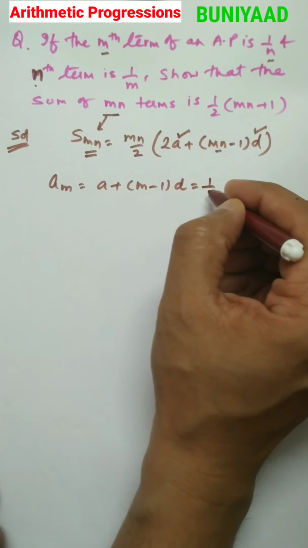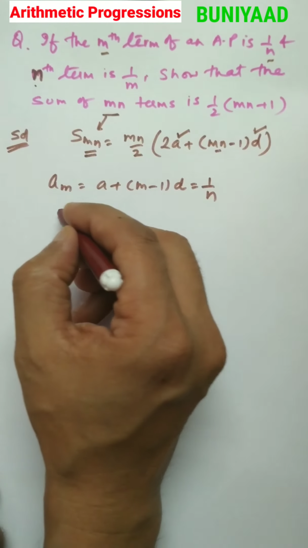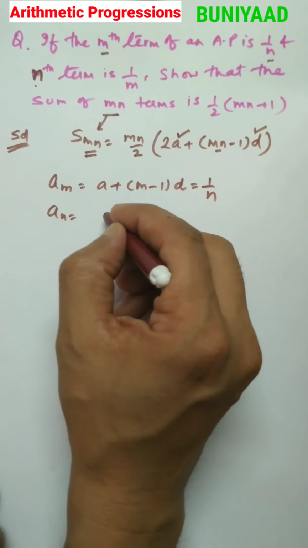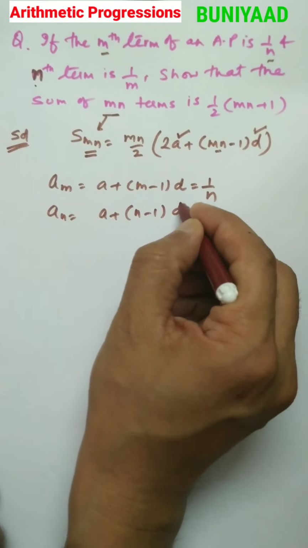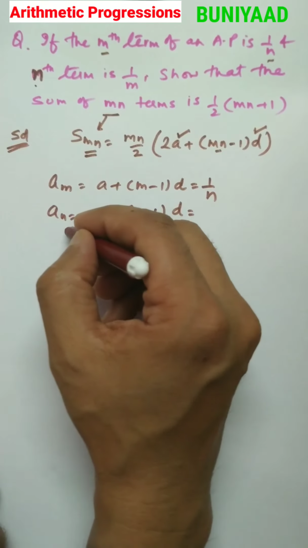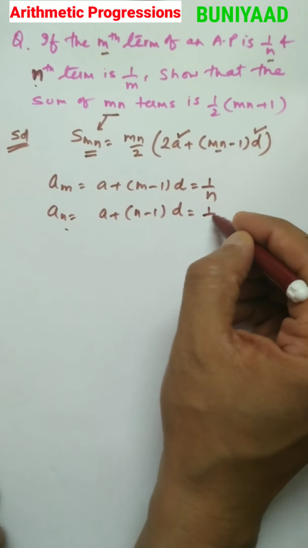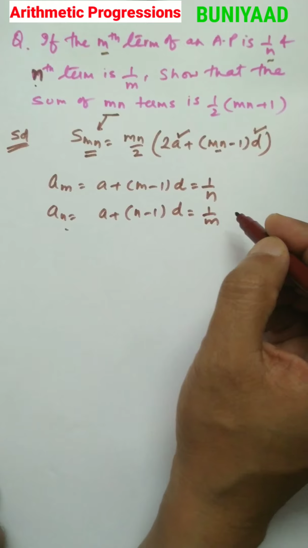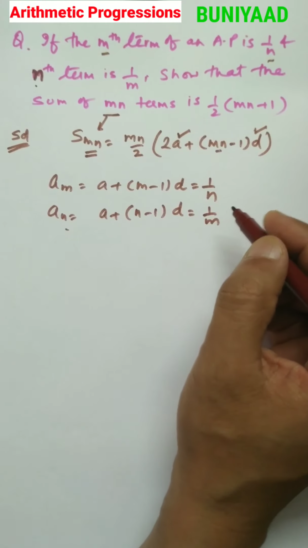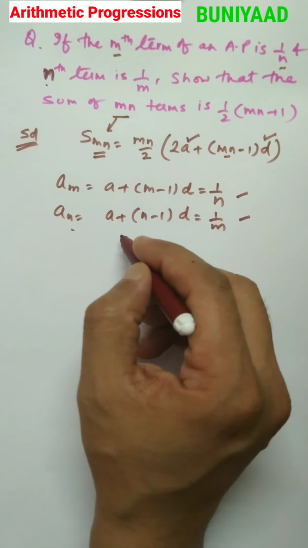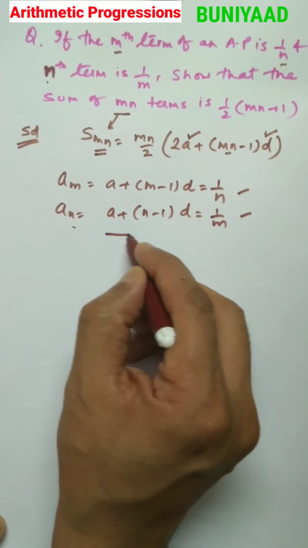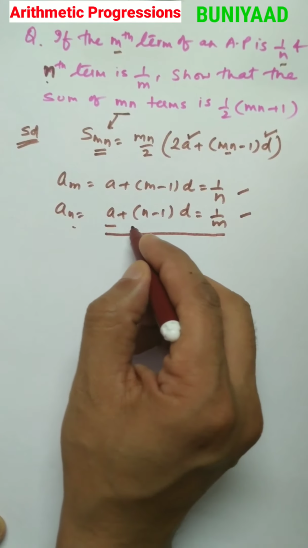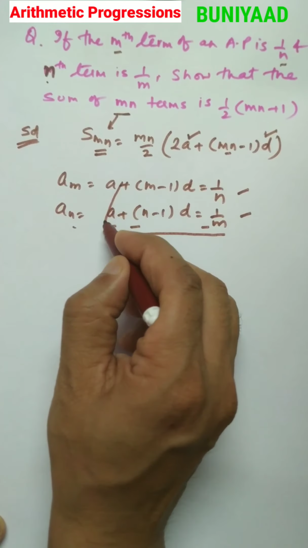Mth term is 1 by n. Nth term is a plus n minus 1 into d. Nth term is 1 by m. You have already done how to solve linear equations in two variables by elimination or by substitution. You can do it. So I'm doing it by elimination. On changing the sign, it got cancelled.